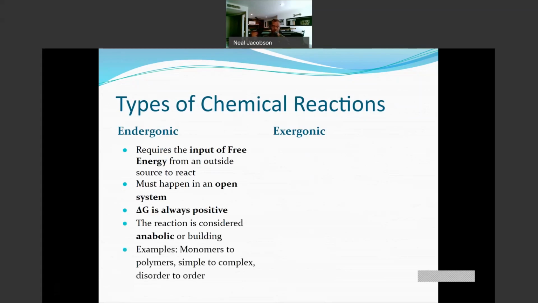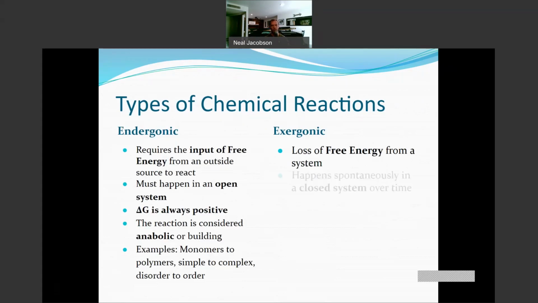Some examples of this we talked about last module: whenever we take monomers and glue them together through a dehydration reaction to make polymers, we're going from simple, stable monomers into a complex form, which is the polymer, right? So we're going from a more disorderly state, where things are kind of wherever they want to be, into an ordered state where we actually have them aligned and connected together. So that would be endergonic, going from simple to complex, putting energy into a system. Building, anabolic, right?